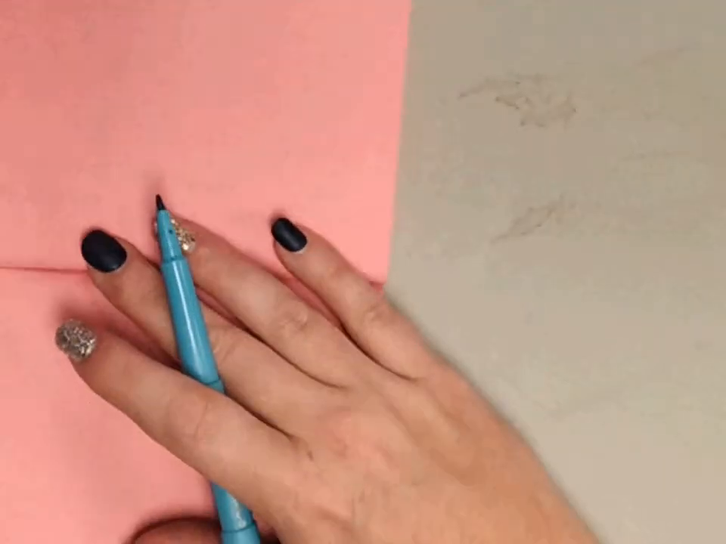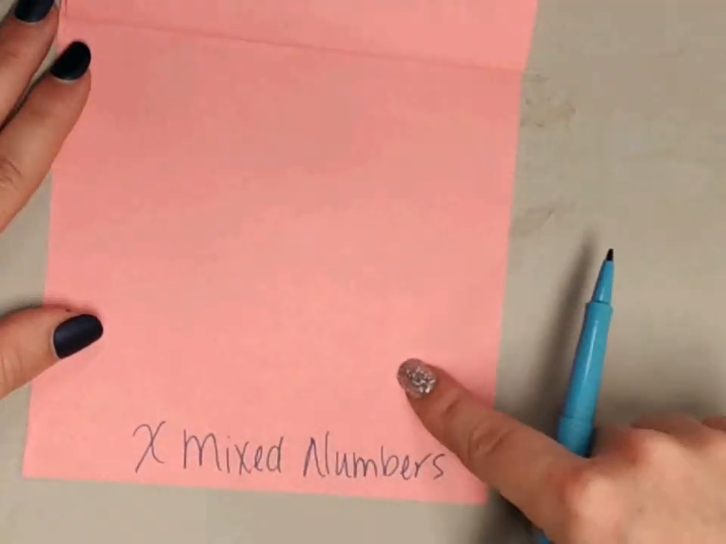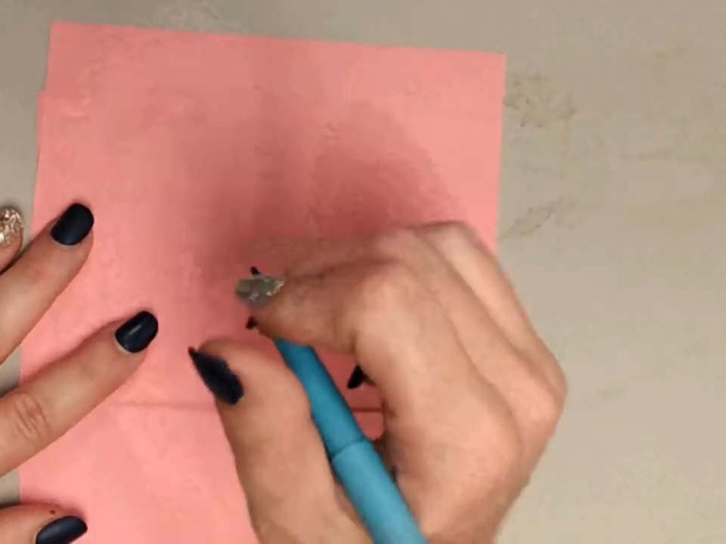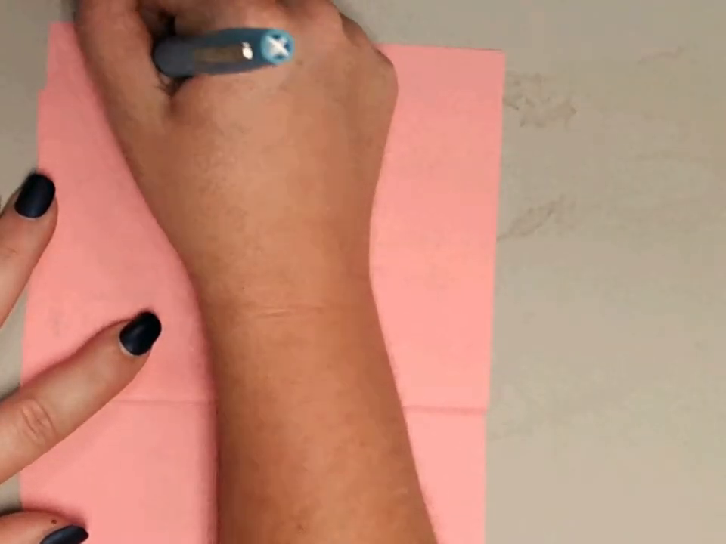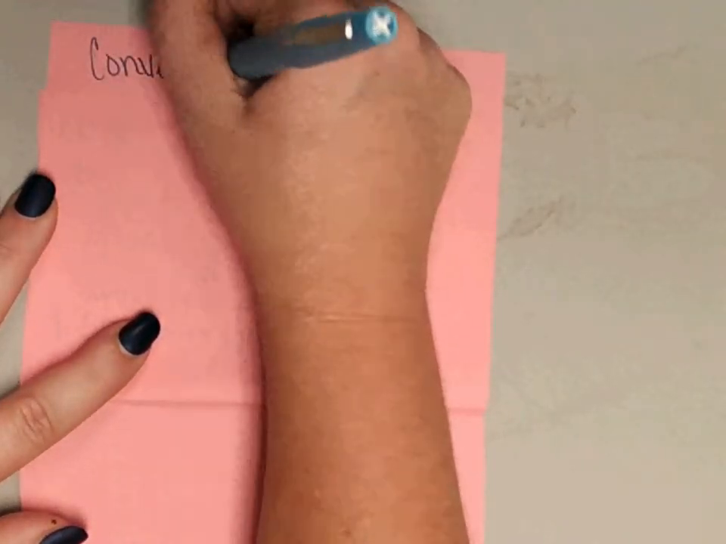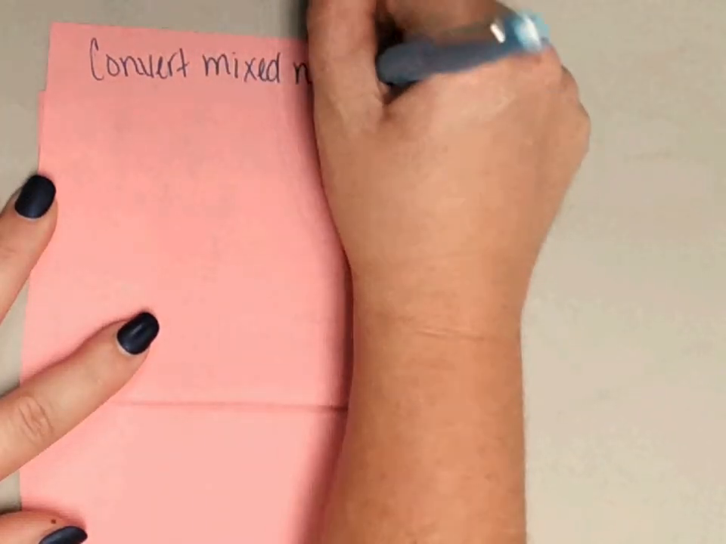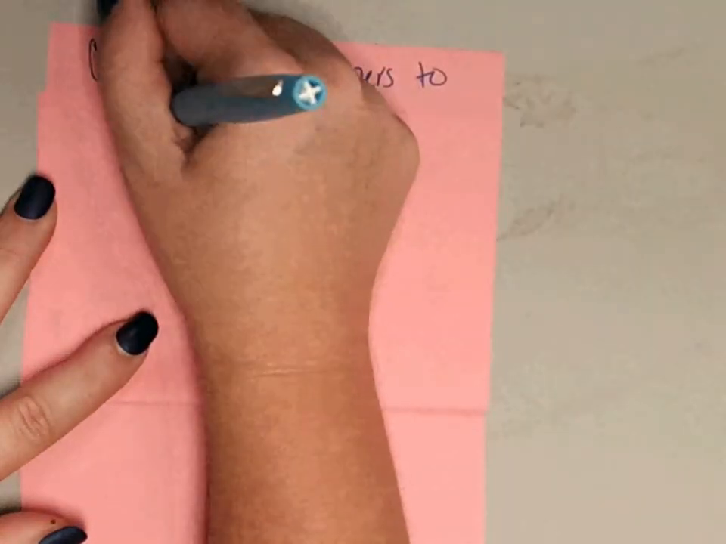So now we need to rotate our flap up. This is going to be multiplying mixed numbers. The first thing that we need to do is convert our mixed numbers to fractions. Convert mixed numbers to fractions.